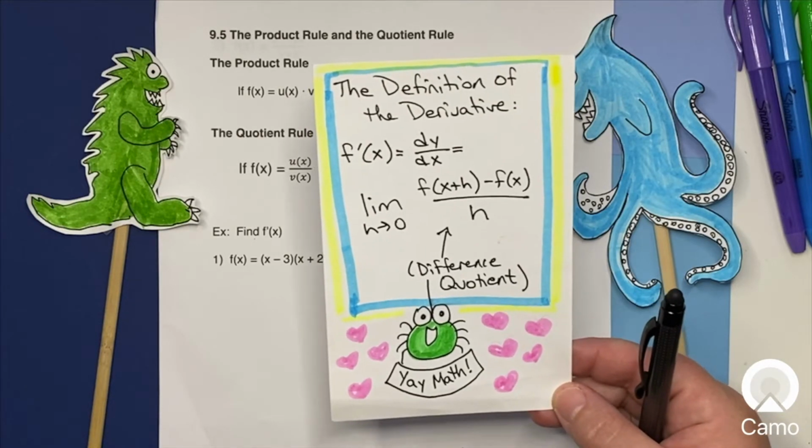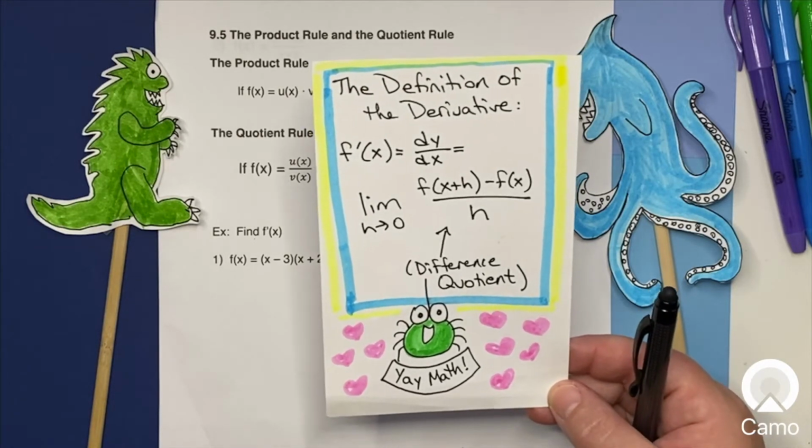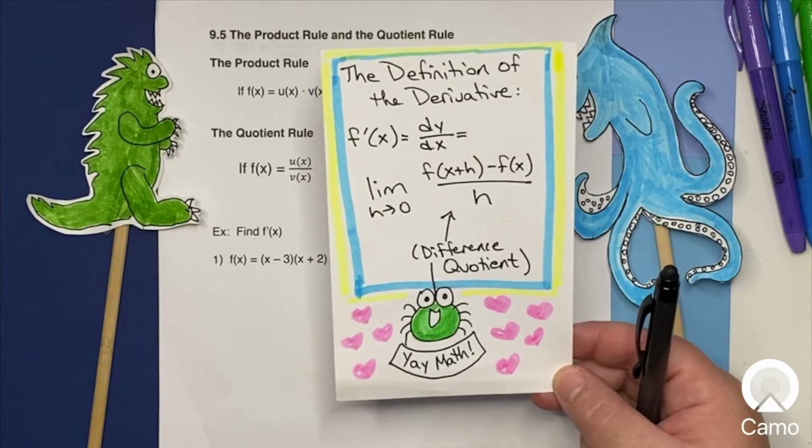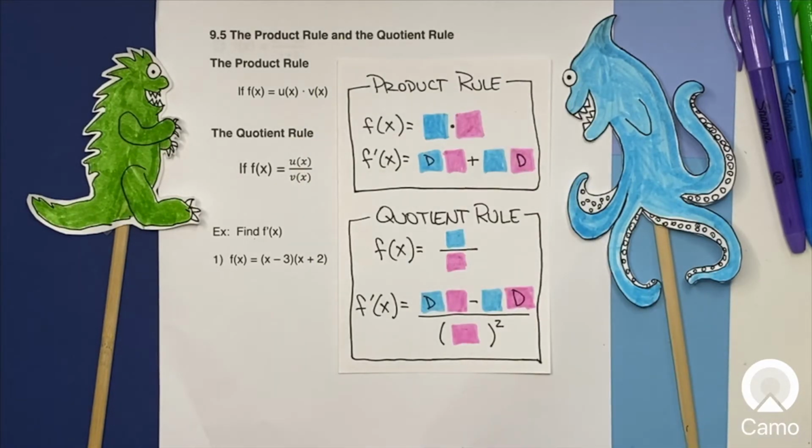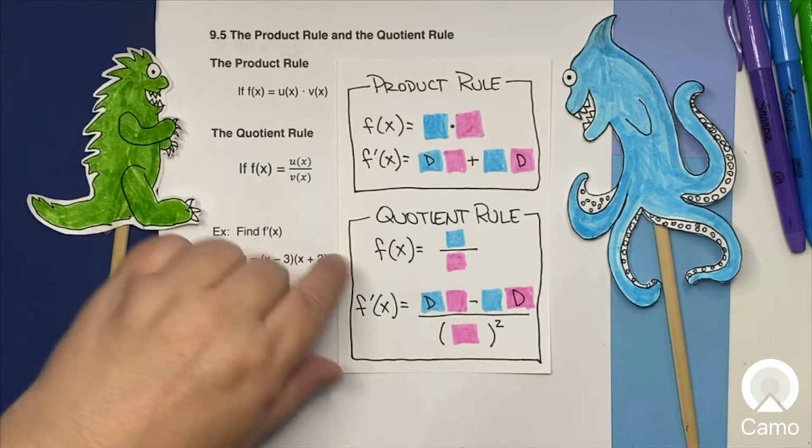dozens, if not hundreds or thousands of mathematicians before us have worked very hard to come up with some shortcuts. So these formulas get us out of having to do the long version of the definition of the derivative. The downside is that, as you can tell with the quotient rule, it gets fairly complicated when you're looking for a formula, but they're not that hard to learn. So let's go through them.